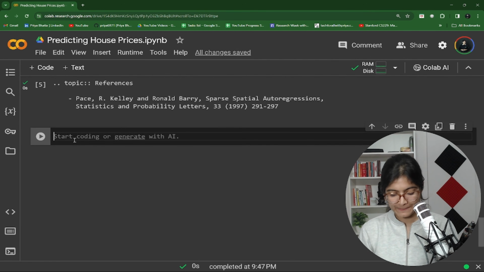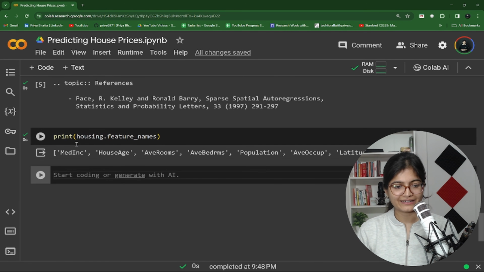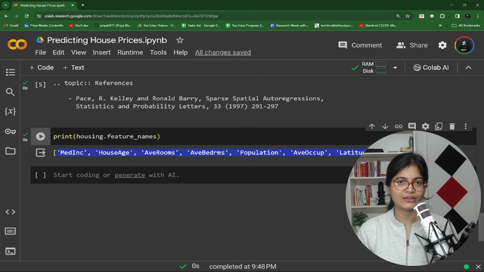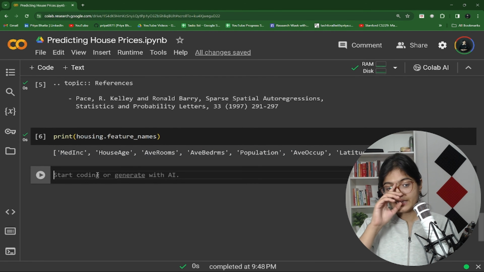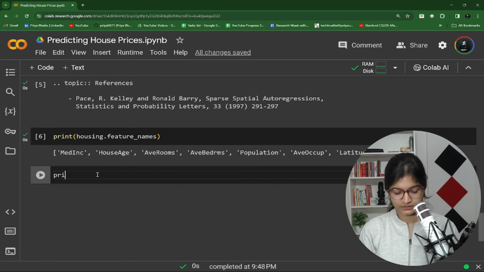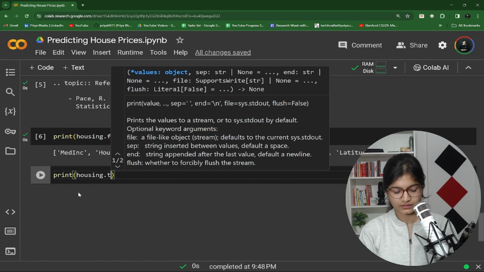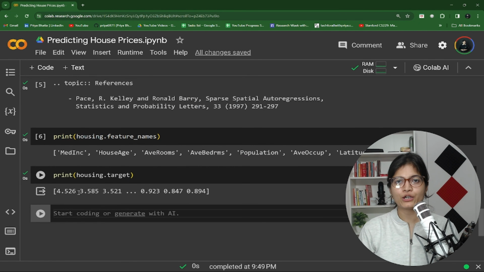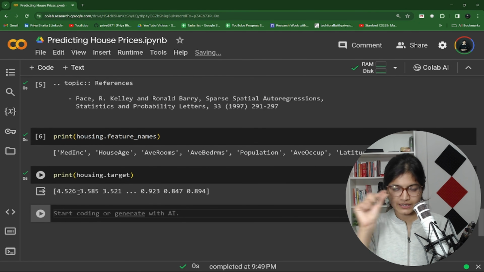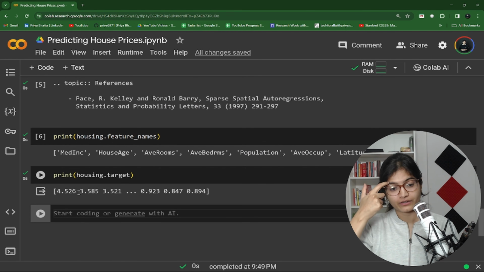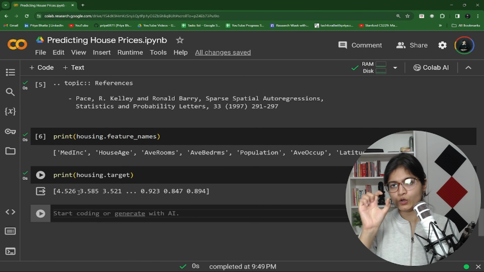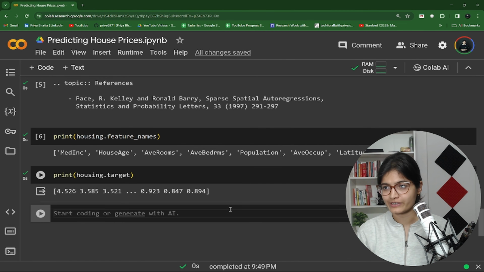Here, if we print housing dot feature underscore names, we can print the list of feature names that we have in the given data set. Similarly, if we want to see the target value, you can check that with housing dot target, and here you will see a list of all the given records' house prices. 20,000-something records are there. For every particular record, the house price is provided to us.